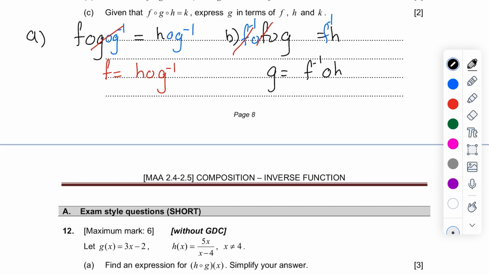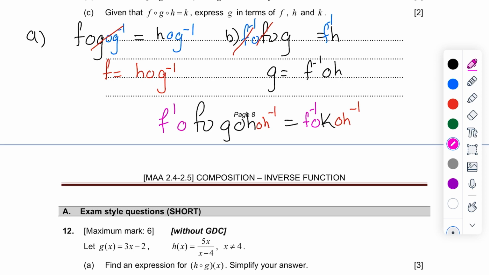Finally, what is he asking? f circle g circle h equals k. Find g in terms of f, h and k. So apply h inverse on the right hand side and f inverse on the left hand side, so that f and f inverse, h and h inverse get cancelled. So my final answer is g equals f inverse circle k circle h inverse.